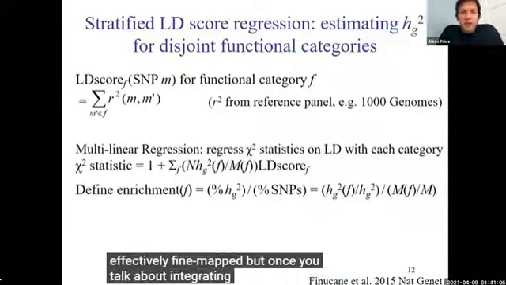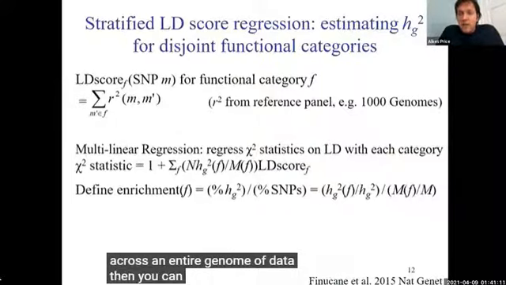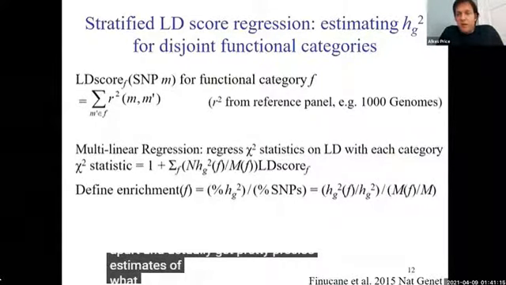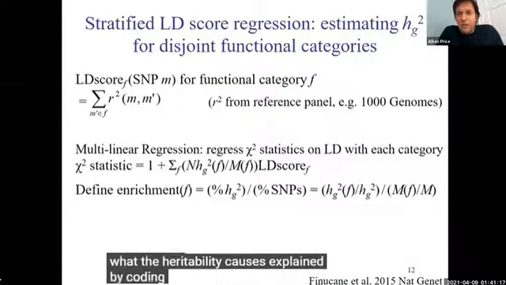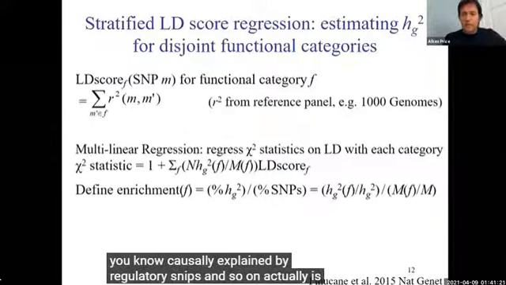But once you talk about integrating information about coding and regulatory SNPs and whatnot across an entire genome of data, then you can start to tease that apart and actually get pretty precise estimates of what the heritability causally explained by coding SNPs or causally explained by regulatory SNPs and so on actually is.